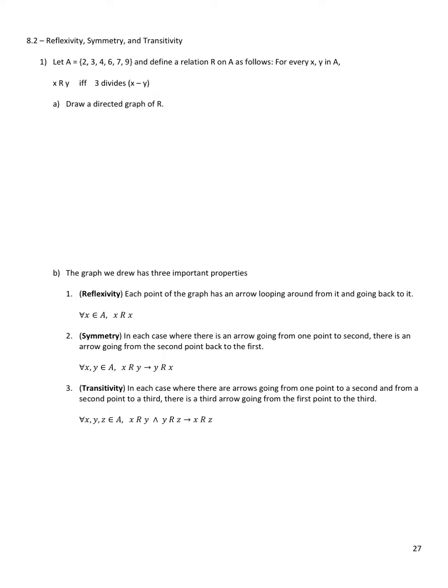So I have my elements: 4, 7, 2, 3, 6, and 9. Those are the 6 elements in the set. And I drew them the way I drew them just so that I don't get a lot of overlapping arrows, but there's nothing incorrect if your arrows overlap. I just wanted to make it clearer.